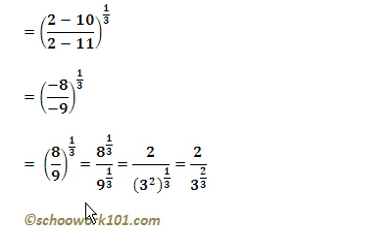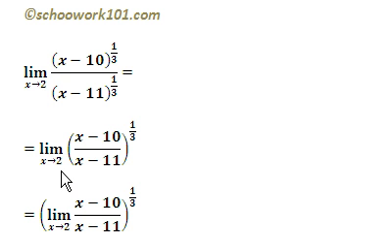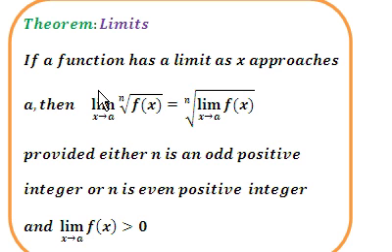I'd like to go back to a theorem regarding this particular problem. But before I do that, remember what we have here. We have 3, which happens to be an odd number, and 2 is a positive number. So let's keep that in mind. Now let's head towards the theorem. So this theorem about limits.